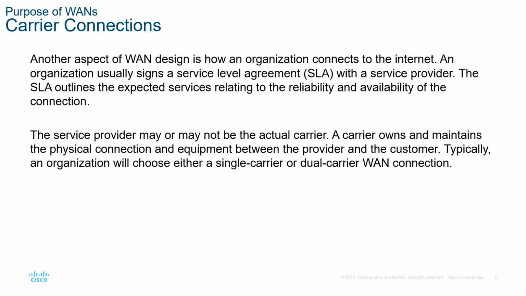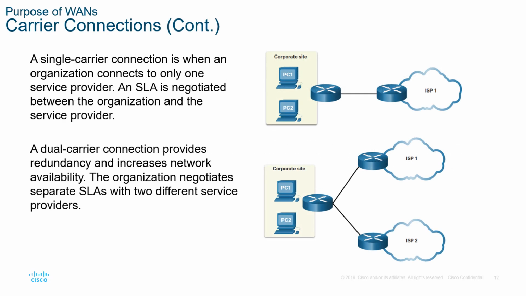The carrier will own and maintain the physical connections and the equipment between the customer and the provider. There is no guarantee that the provider and the carrier are the same individuals, because oftentimes carriers may actually be a third-party company that lease their infrastructure to other providers. So single carrier connection is when an organization connects to that one service provider. Again, there will be an SLA negotiated between the two that guarantees a certain level of service.